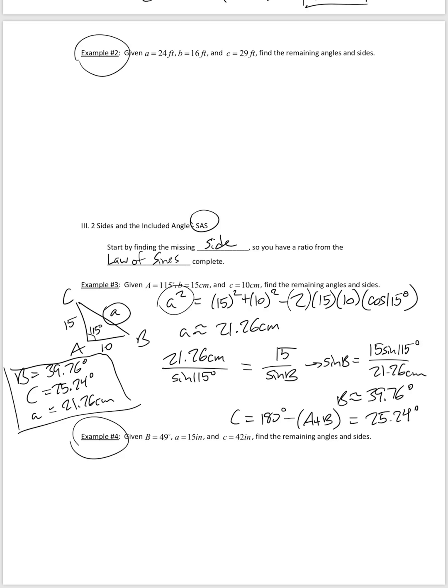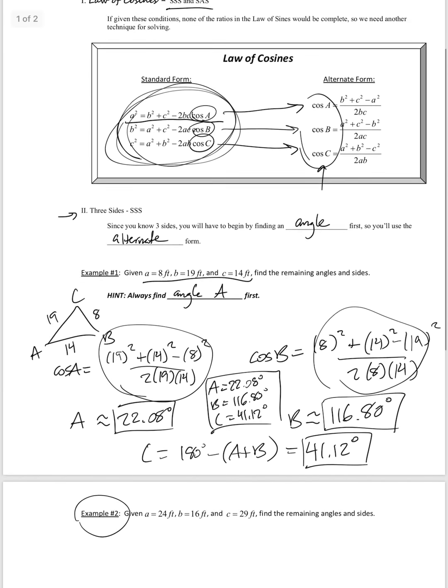So in this case, I started with the law of cosines, and then I set up the law of sines with my ratios. Could I have finished using the law of cosines to solve for B and C? Absolutely. It's probably a little more work, but it's totally up to you. So go ahead and try example 4. Once you're done, make sure to try example 2 up here.